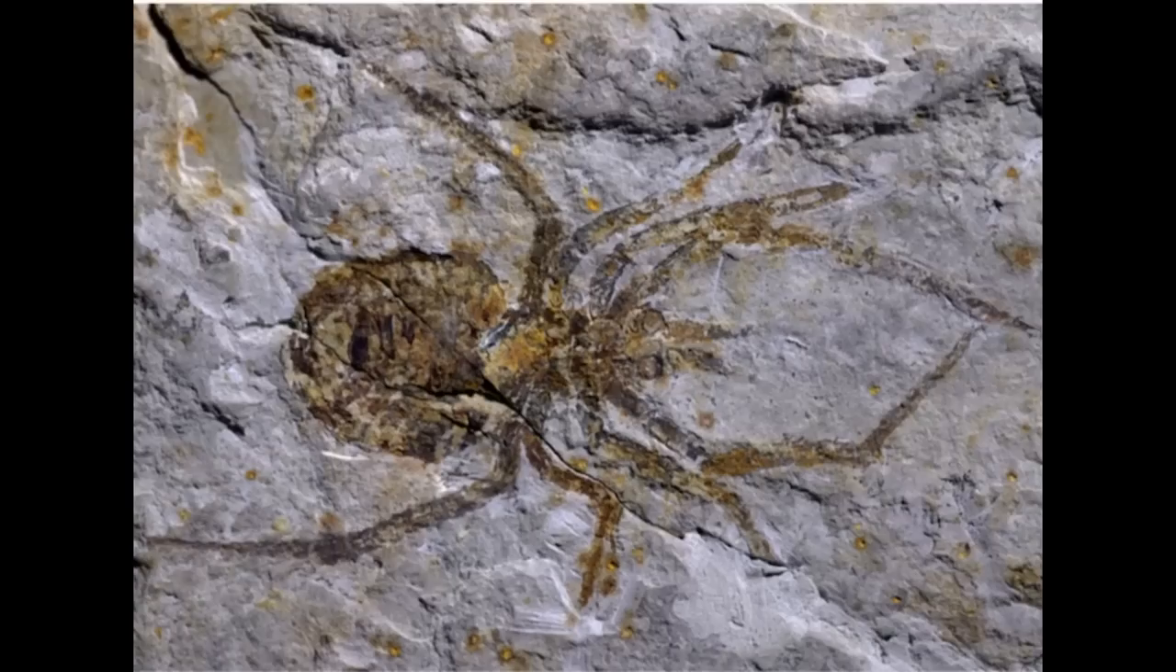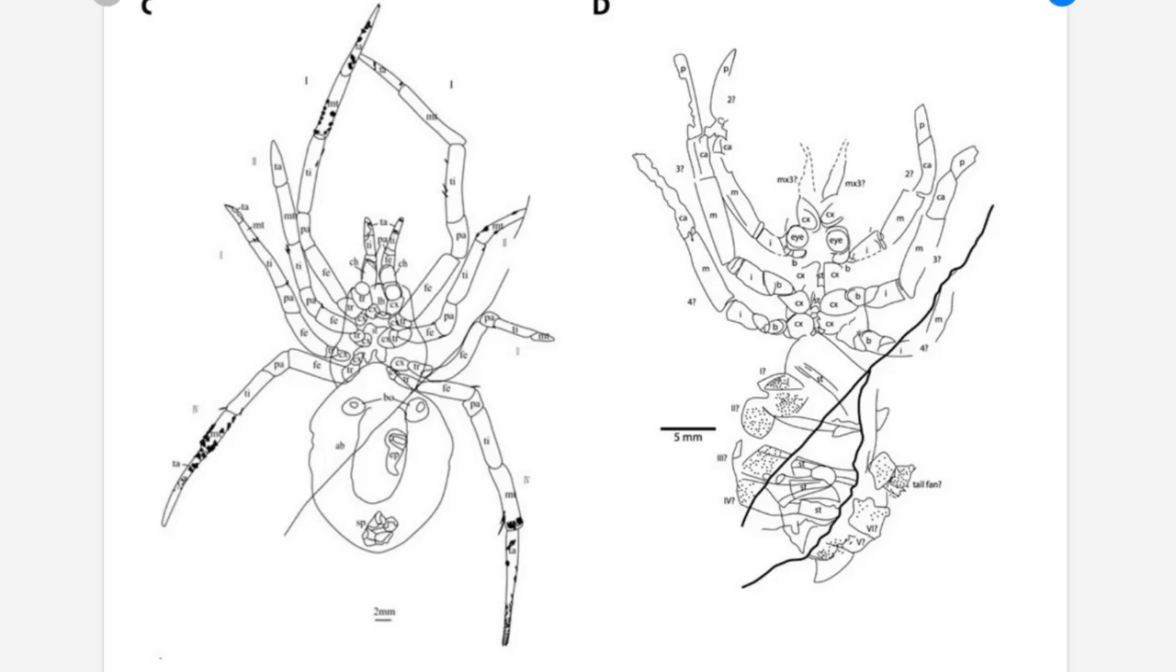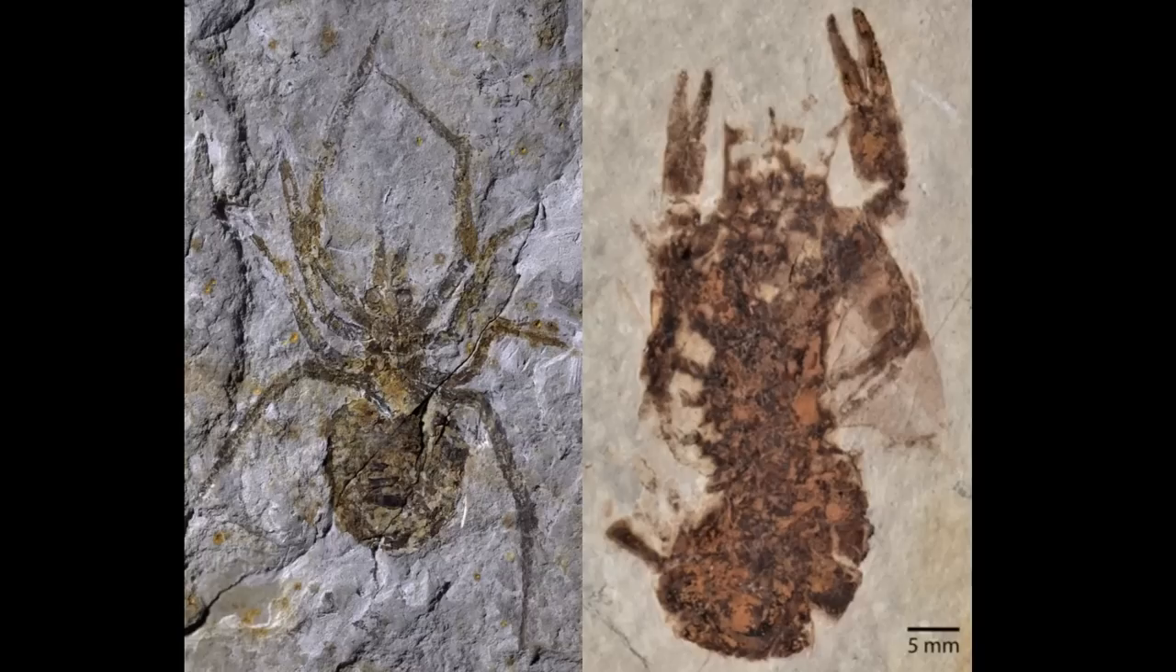It was concluded that this specimen was actually more likely to be a Cricoidoscelosis aethys, a type of crayfish that was common in the Yixian formation. This specific specimen of the crayfish was in a position that looked almost spider-like. If you see other examples of fossilized crayfish, they have a similar position, where their tail fans curl up into an oval shape resembling something close to a spider's abdomen.